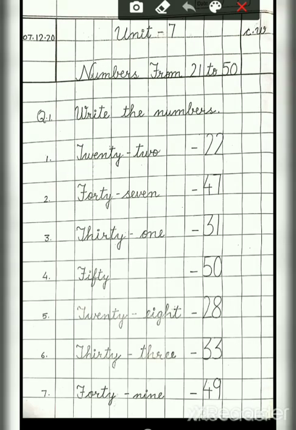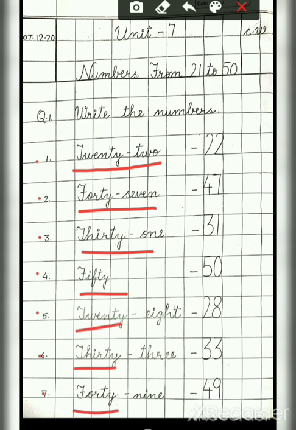Now start writing. You can see numbers 1, 2, 3, 4, 5, 6 and 7. I have written in the margin. And then number names 22, 47, 31, 50, 28, 33 and 49. And on the right side, you have to write the numbers. Same you have to write in your copy.